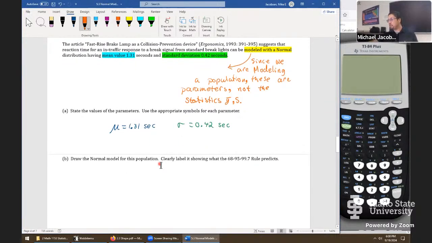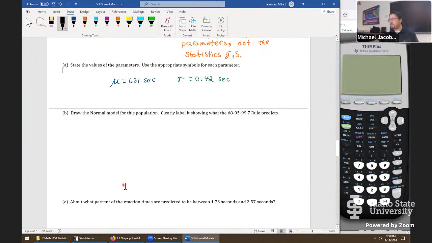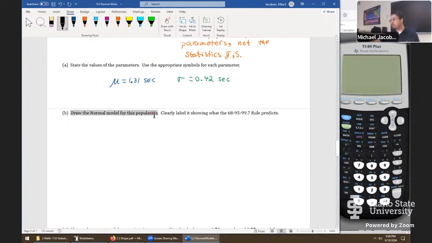Okay, so coming down below, to draw the normal model, I want to emphasize your drawing doesn't have to be perfect, but there's a certain couple things that we have to have there. So I'll mention those below after we do the drawing. There's two things we're going to do. First, we draw the model, then we'll label it. So we're focusing on the drawing first.